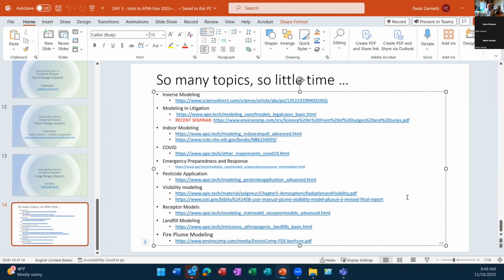Visibility modeling, we discussed a few things. Receptor modeling, we didn't have the time, so I will let you read about it if you're interested. Landfill modeling, we didn't talk about it, but emission from landfill, emission of methane, emission of hydrogen sulfide are very important, both for local studies and for global studies. And finally, fire plume modeling. Yes, we had a full seminar by Dr. Friedman on fire plume modeling.